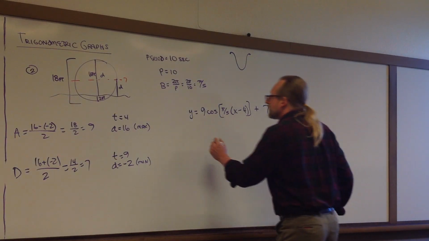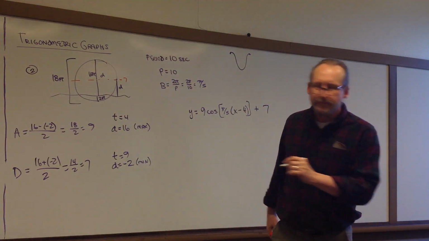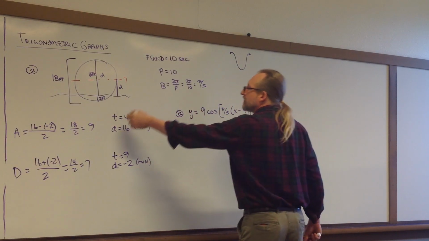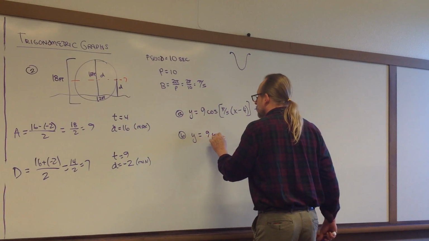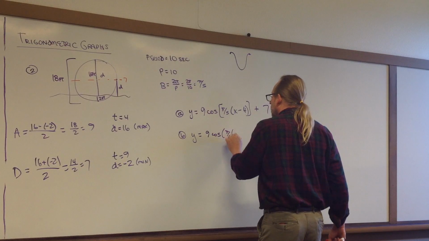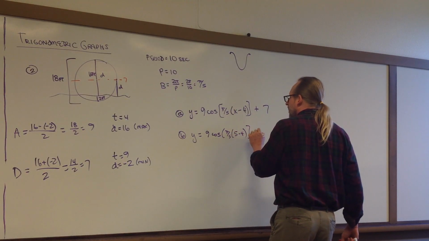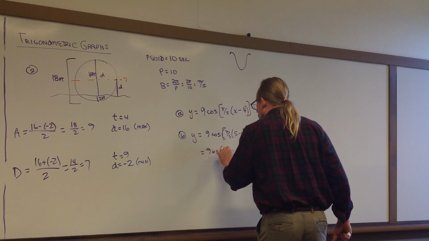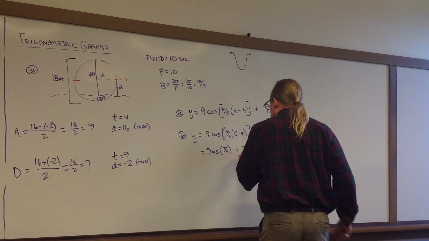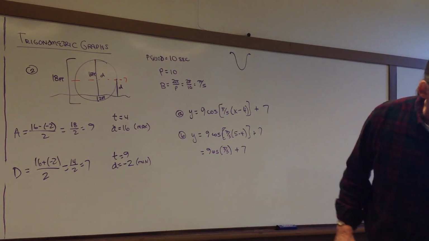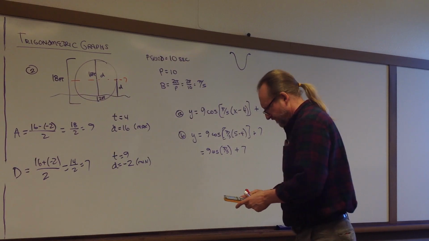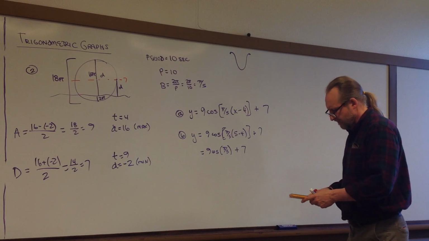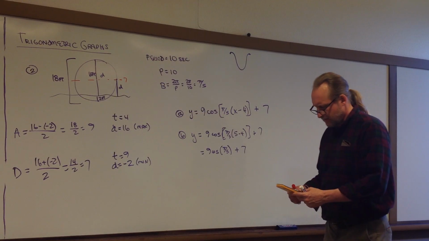So, first we're going to have, what is this, part B? So, and the y is D, okay? So this is going to be 9 cosine pi over 5, and then 5 minus 4, plus 7. So that's just the cosine of pi over 5 plus 7. Okay, so pi over 5, and then we want the cosine of pi over 5. And that's going to be 0.809.